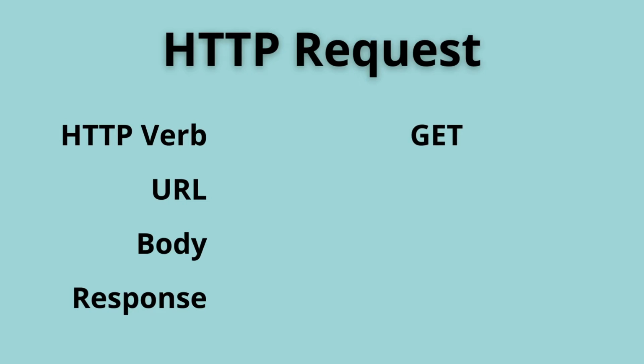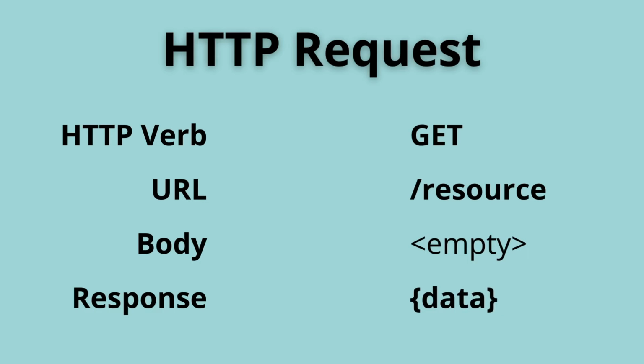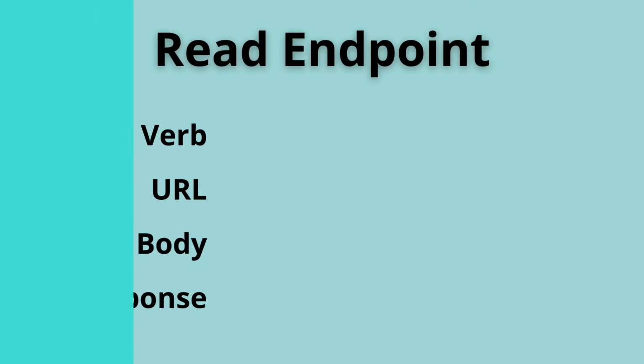For the read operation, the HTTP verb must be GET. The URL must say which resource I want to read. The body will be empty, and the response will be the returned resource. Let's see a quick example. I want to read all the gym records.